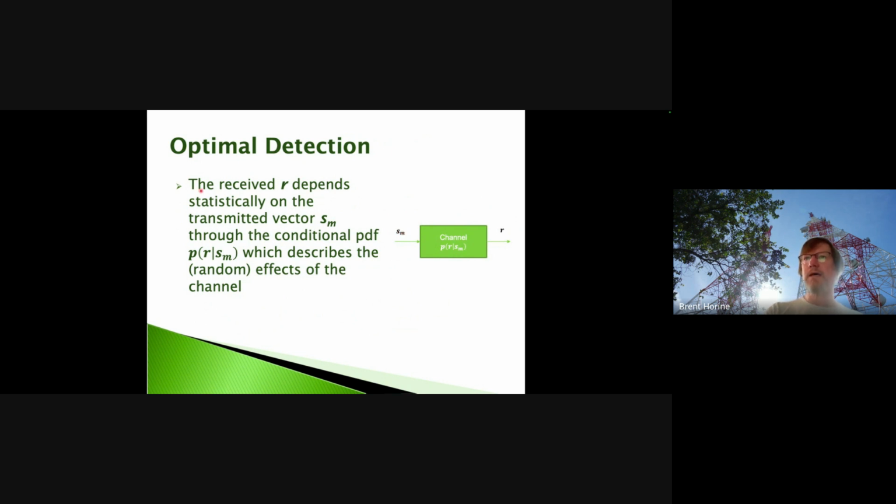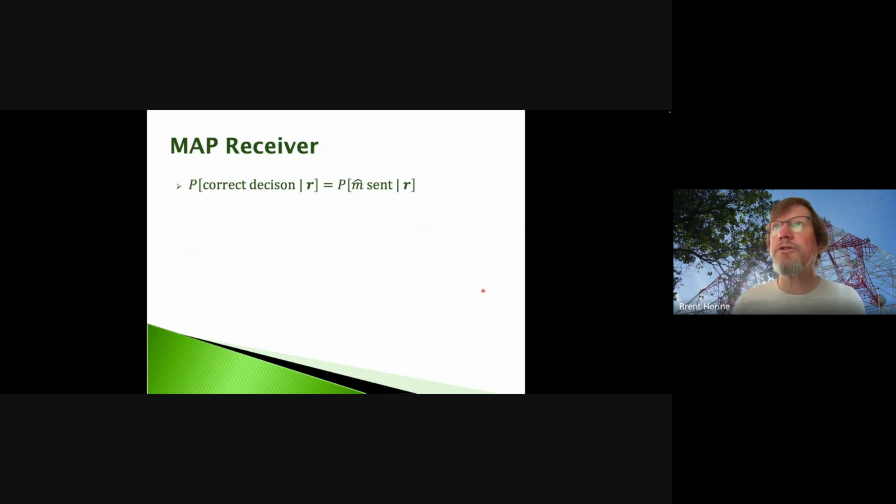So what did I say up here? The received R depends statistically on a transmitted vector S_m through the conditional PDF p(R given S_m), which describes the random effects of the channel. The receiver is trying to figure out which m was sent, which would designate which particular S_m. That's what we're trying to do. So let's introduce what we call this MAP receiver.